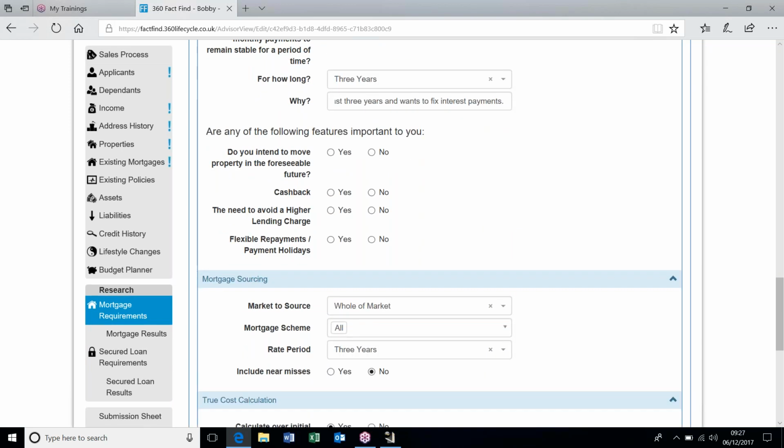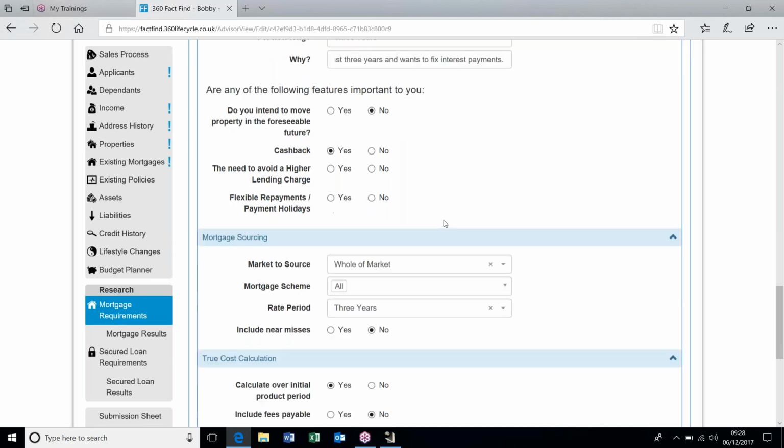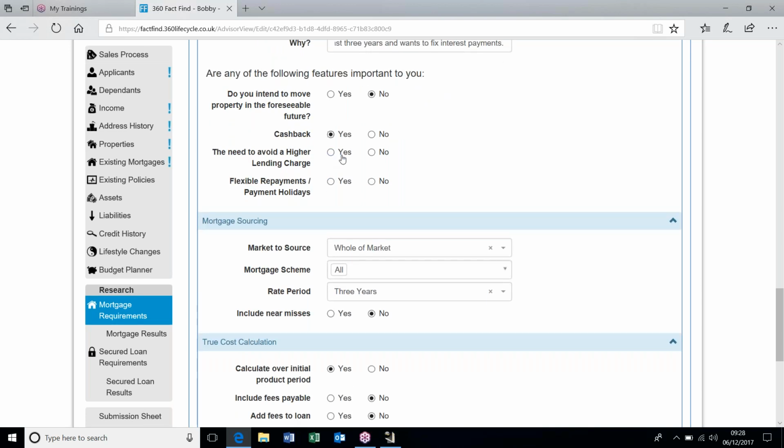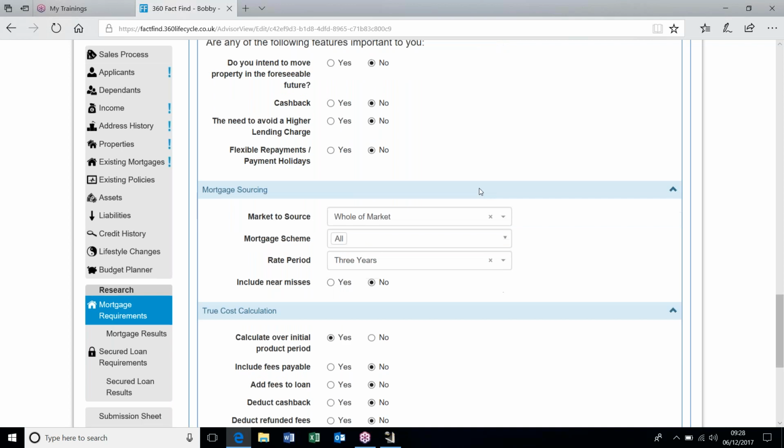Now, any other following features important to the client? So do they intend to move property in the foreseeable future? Yes or no? Do they want cash back? Yes or no? So cash back, if we want it, it'll come through. To be fair, some clients might be happy with that, other clients might not care, but it will affect their fees up front, I guess, whether they get cash back or not. The need to avoid a high lending charge, is that important? Flexible repayments, payment holidays, is that important? I put all as no's to make it simple for this instance.